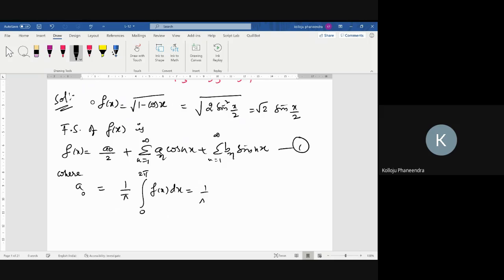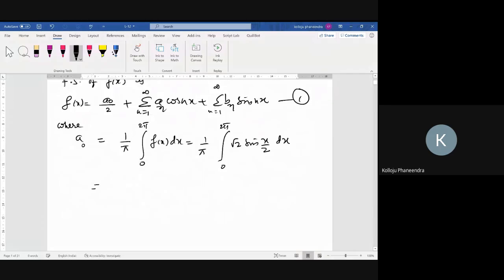That is 1 over pi integral 0 to 2 pi root 2 into sine x by 2 dx. This is equal to root 2 by pi. What is the integration of sine x by 2? Minus cos x by 2 whole divided by 1 by 2. This is between the limits 0 to 2 pi.